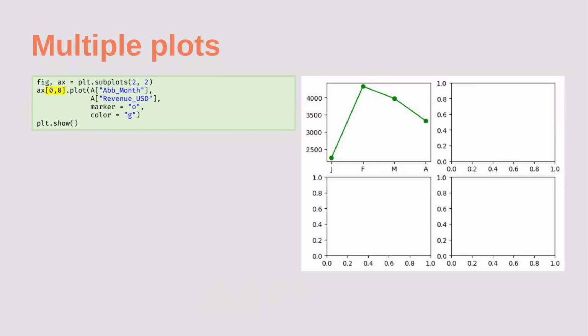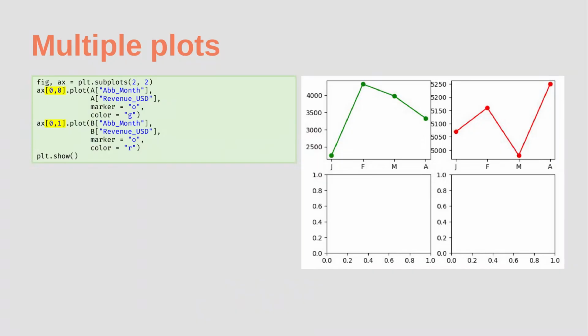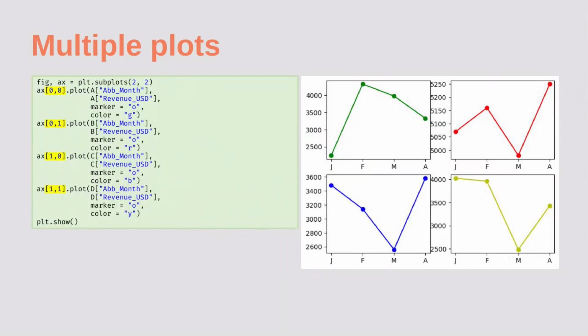In this example, we index the top left subplot with 0, 0 and add the A revenue data to it. By setting a different index, we can display another set of data to the subplots. Here we index the top right subplot using the index 0, 1. Here is the full plot that displays the revenue for each product in different colors.